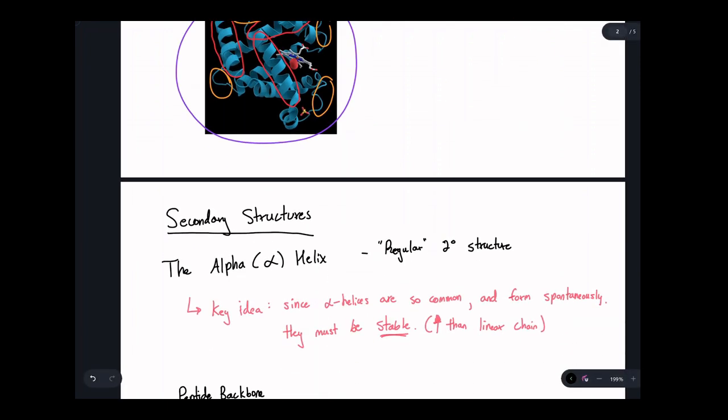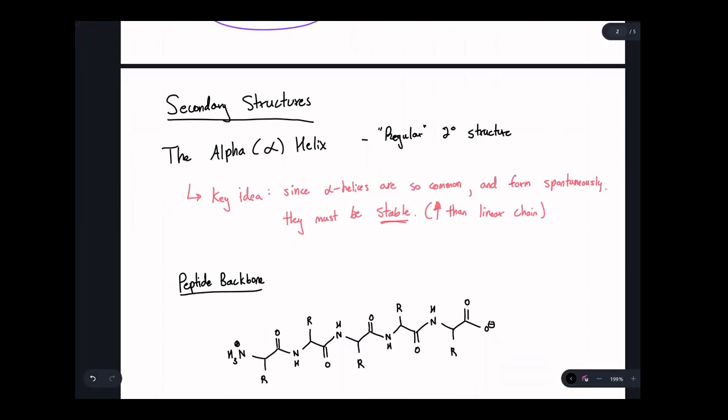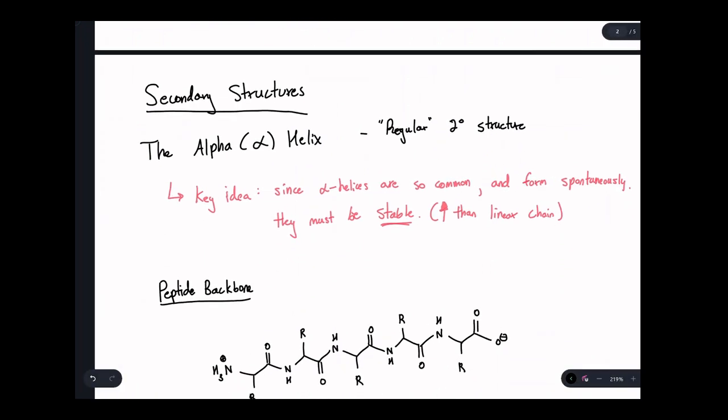So with that in mind, let's dive into the alpha helix a bit more. It is a type of regular secondary structure, and the key idea here is that they're so common and they form spontaneously, they must be stable in some way. So alpha helices are present in not every single protein, but almost all of them. They're very common. And so what makes this form? Why does this form? For DNA, for example, we know that they form because of base complementarity, right? G's and C's meet A's and T's, and this whole thing causes them to interact. But we can't use that for protein. So what's going on, right?